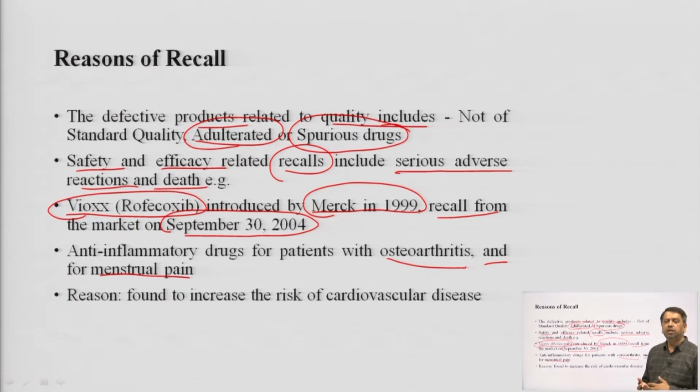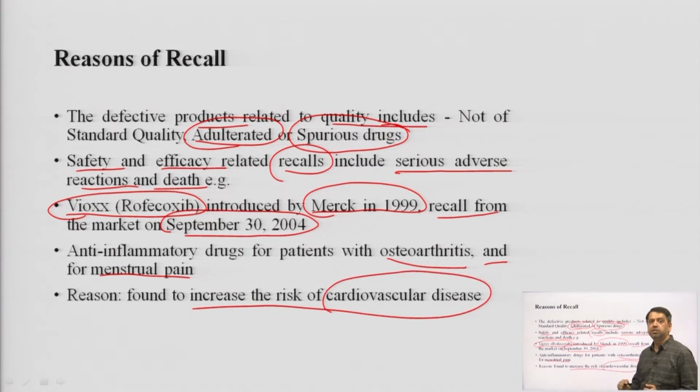But this product is withdrawn. This product is actually withdrawn by Merck in 2004. The reason behind this is that rofecoxib basically increases the risk of cardiovascular disease. That means there is some kind of life threatening effect, and that is why Vioxx or rofecoxib is withdrawn from the market by the company.